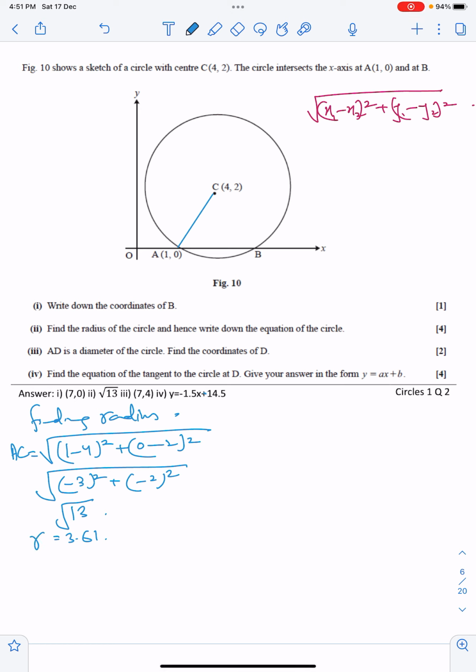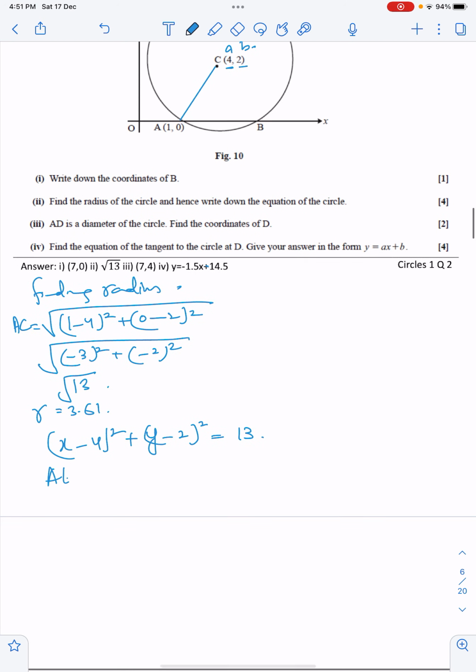Okay, finding out the equation of the circle. The coordinates are given to us. This is A, this is B. So the formula: x minus the x coordinate the whole square plus y minus the y coordinate the whole square equals the radius squared. So radius squared will be 13. This is the equation of the circle. Now once we have the equation of the circle, in the equation, on the x-axis y is always 0, so I can make y equal to 0 and solve for x.